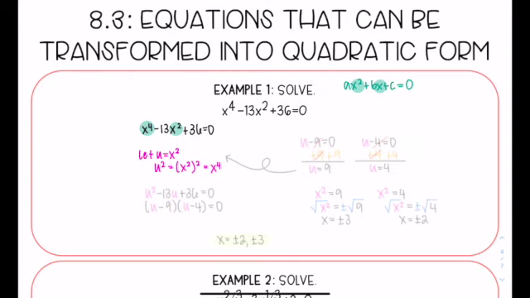And so all this does is it allows us to solve something temporarily so that we can actually solve it at the end. So I'm going to rewrite my equation as u squared minus 13u plus 36 equals 0. Now this is factorable on the left-hand side. This factors as u minus 9 and u minus 4.